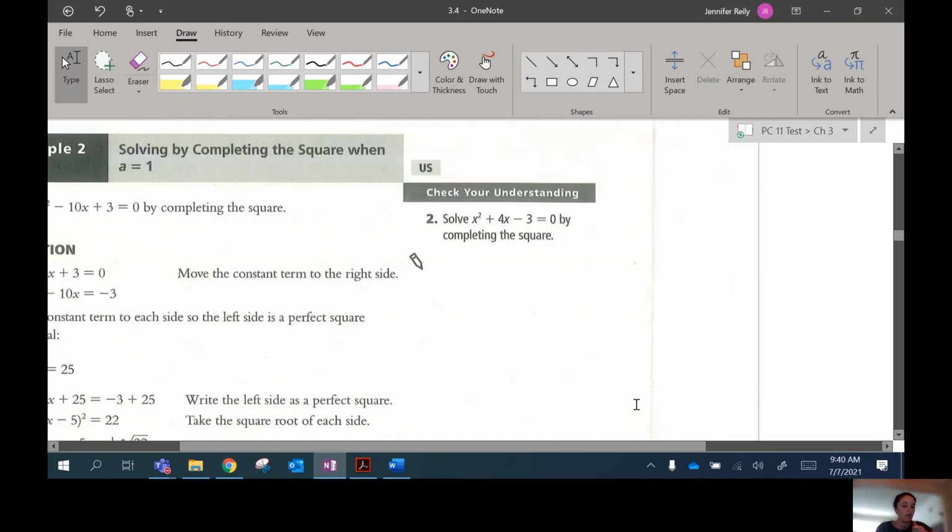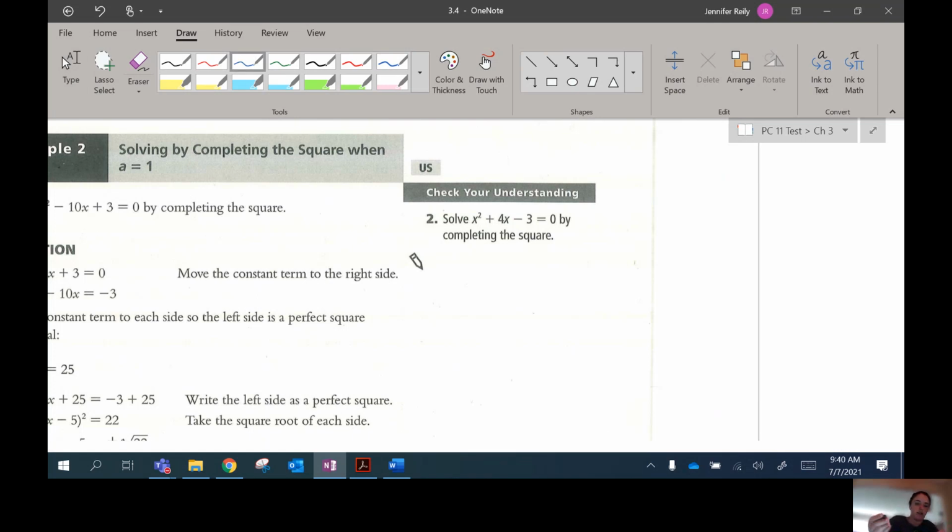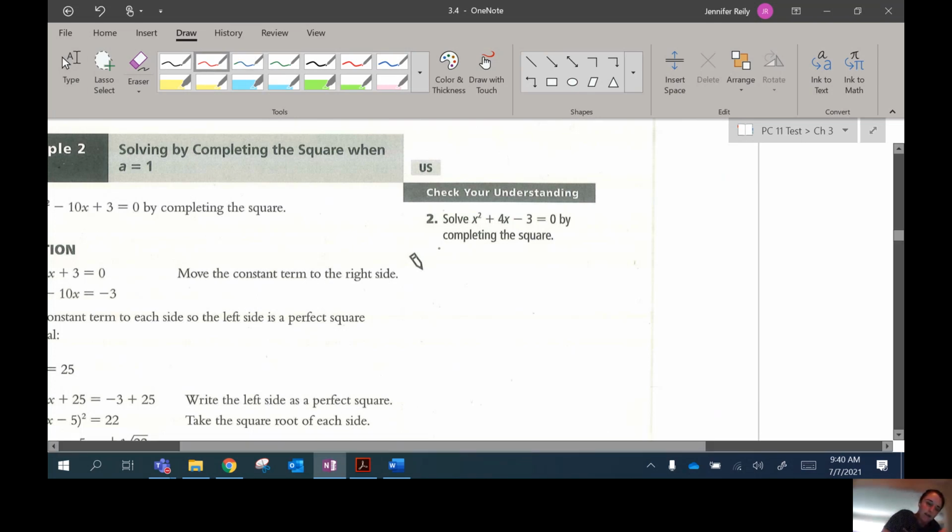So it says, check your understanding, solve this by completing the square. Okay, so first thing that you're going to do is, it's the same few steps every time, so you can kind of get used to it. Move the constant to the right, I'll just use the right-hand side. So we'll have x squared plus 4x equals 3. So we're going to add 3 to both sides. Okay, now we're going to complete the square.